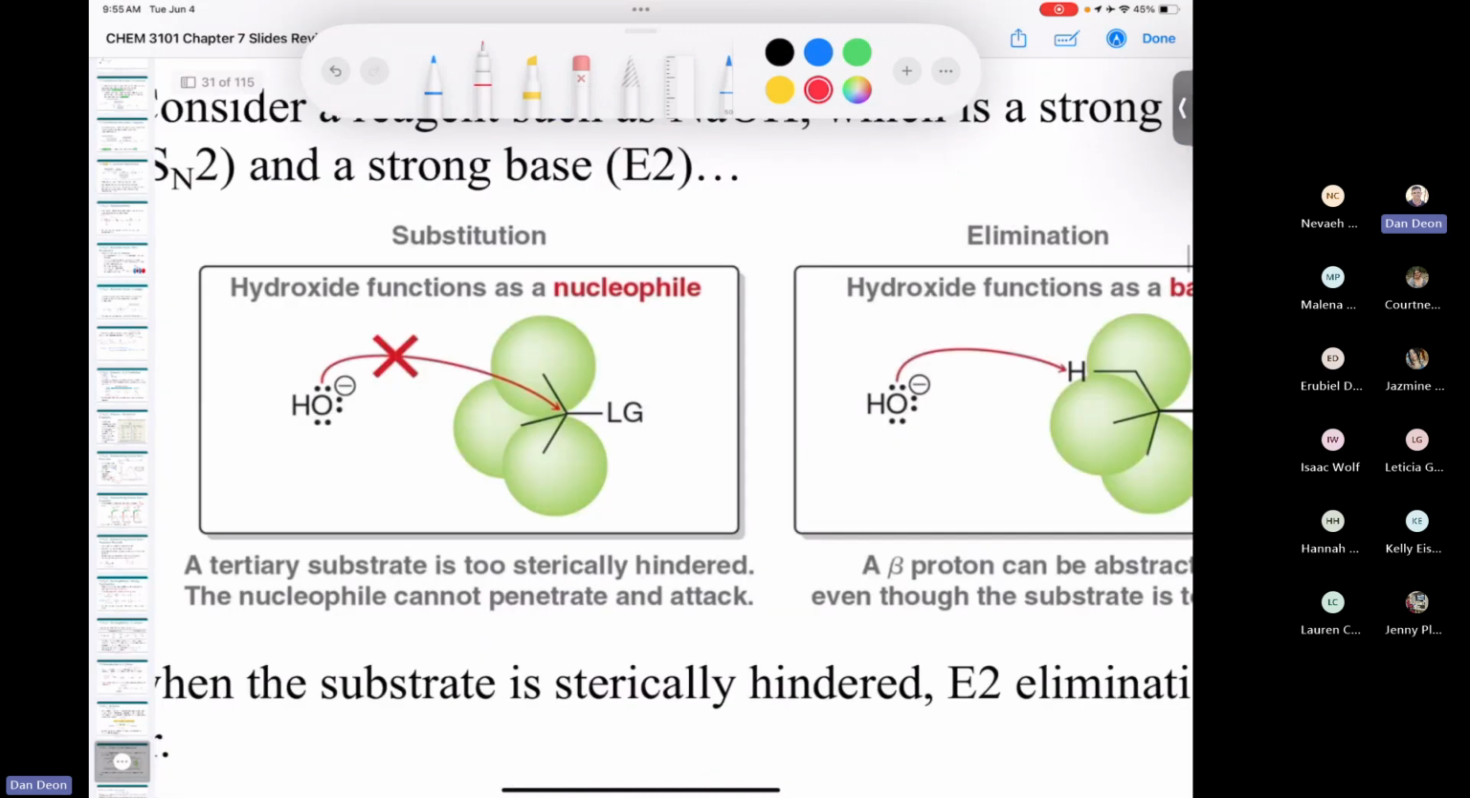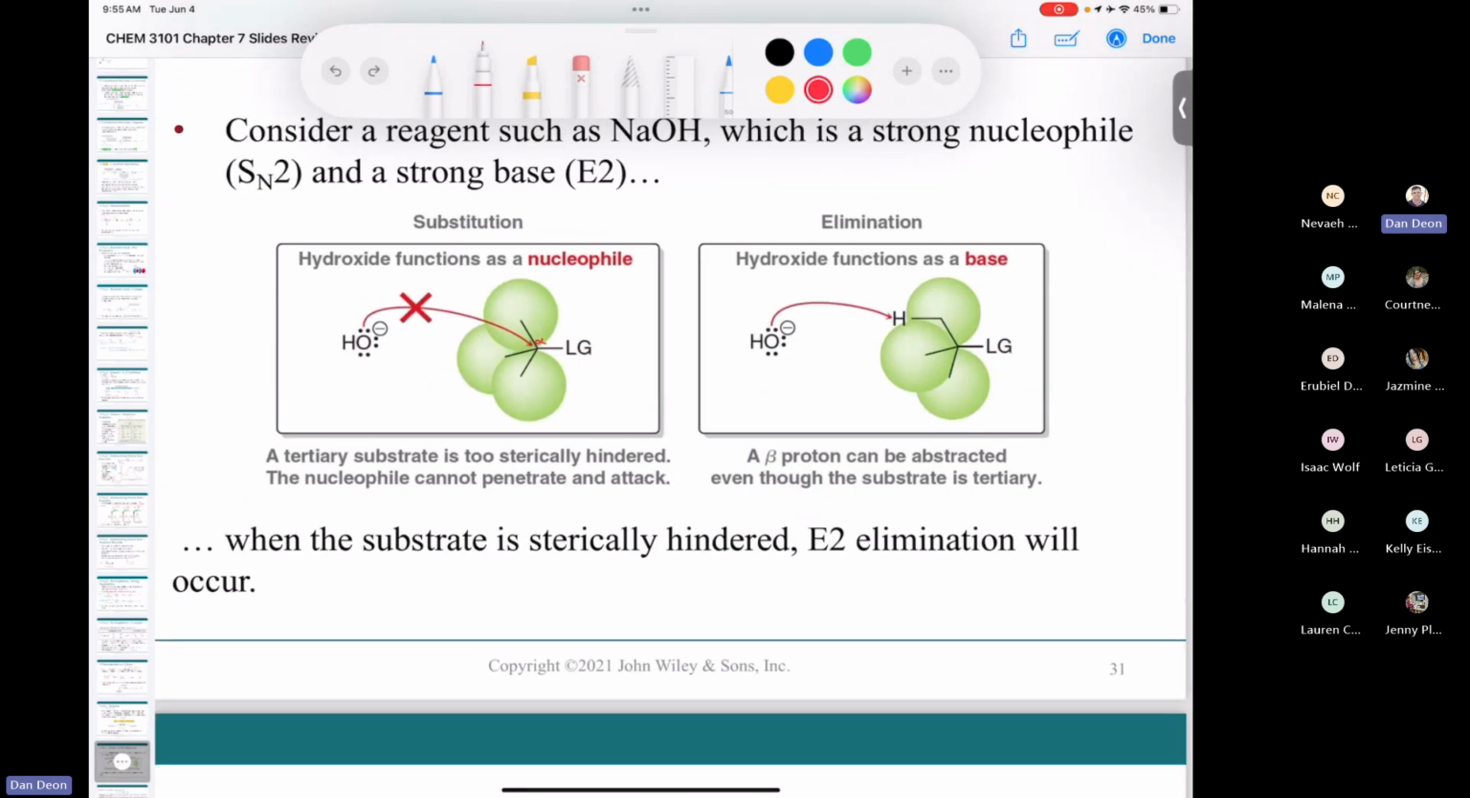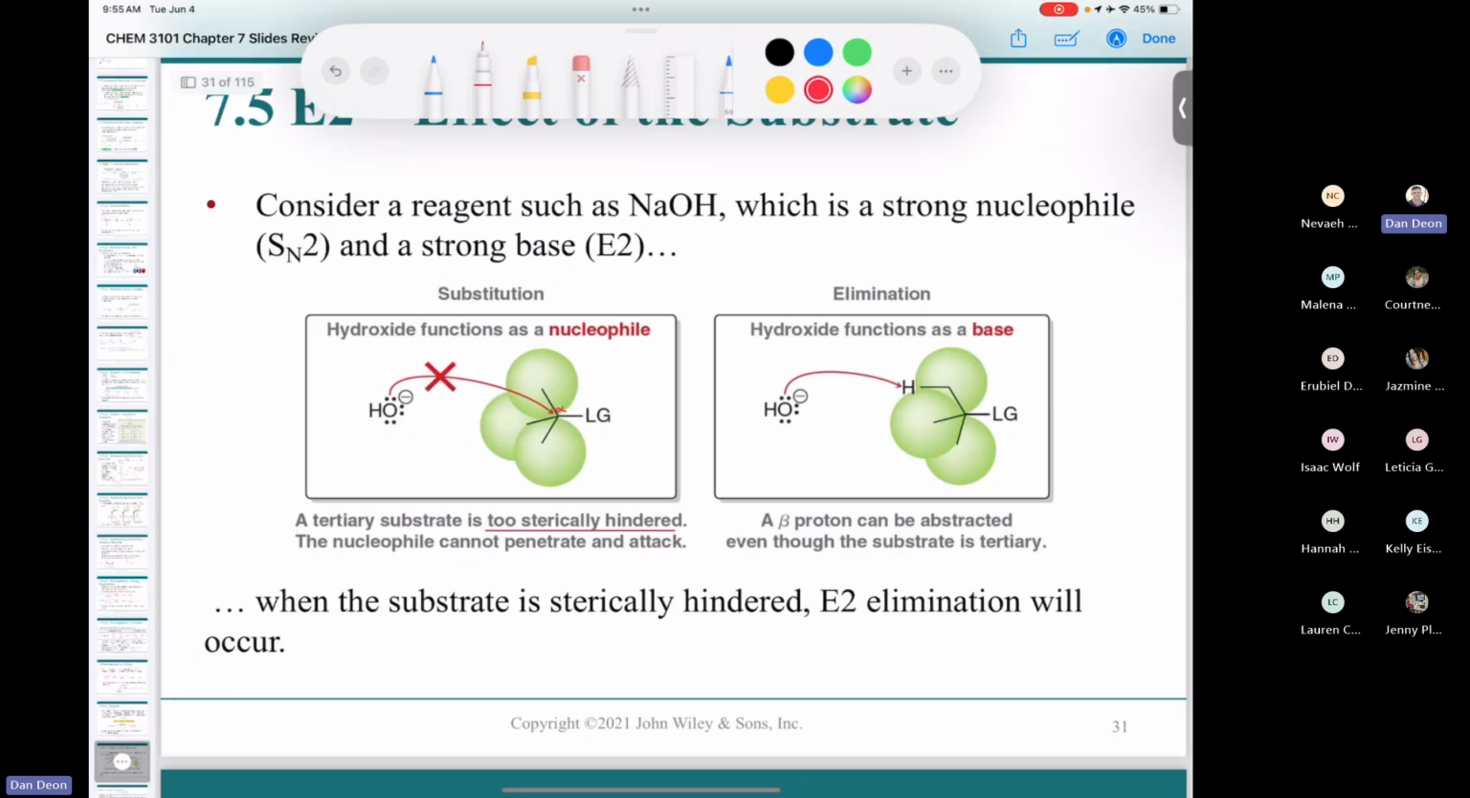If we have a tertiary substrate, right? This is your alpha carbon, 1, 2, 3 carbons. I already taught you that substitution is impossible because this is too sterically hindered, so we don't get any substitution. But it turns out that if you put a strong base in the presence of that tertiary alkyl halide, you can get a reaction, except it's not going to be a substitution, it's going to be an elimination. Why? Because each one of these methyl groups has 1, 2, 3 protons. And the base, even though it can't find its way into the carbon because it's too sterically hindered, can pluck off one of the protons that's on the periphery, right?